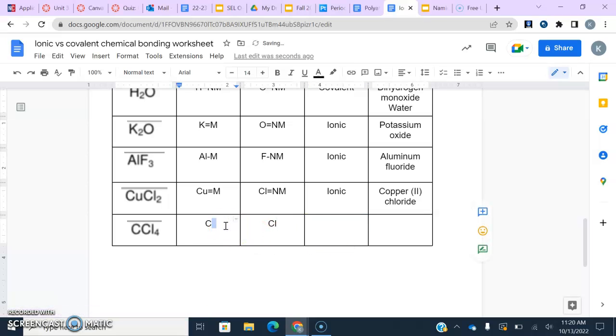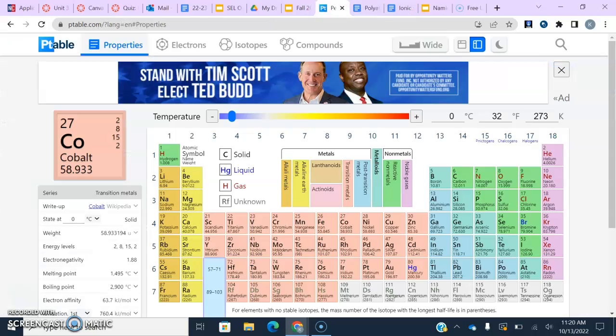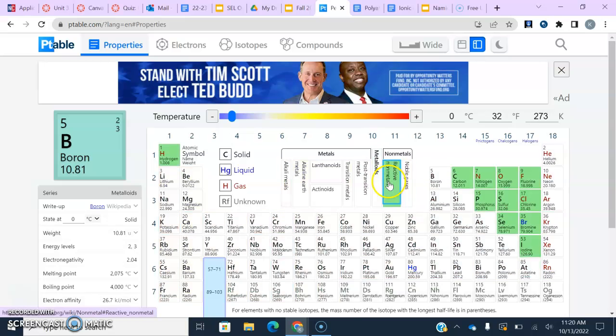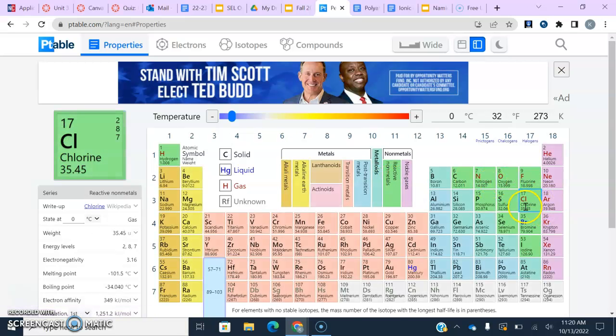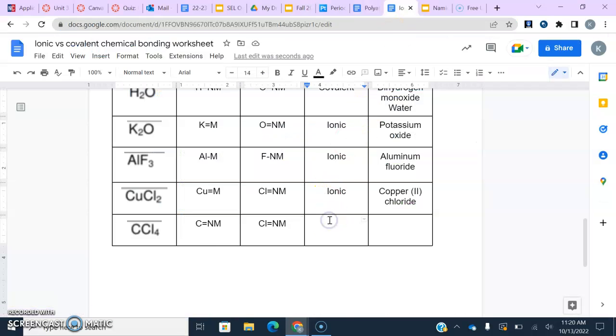Carbon is a nonmetal. Chlorine is a nonmetal. Don't believe me? Let's look at the table. Carbon, green, nonmetal. Chlorine, green, nonmetal. Okay, so this is covalent.